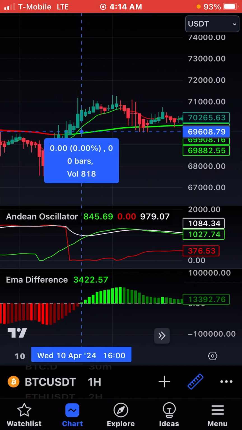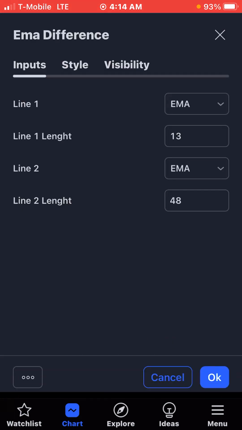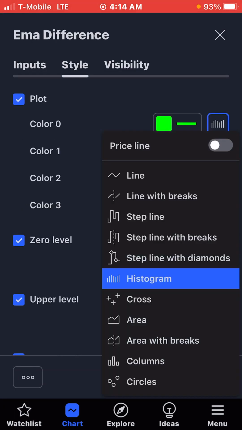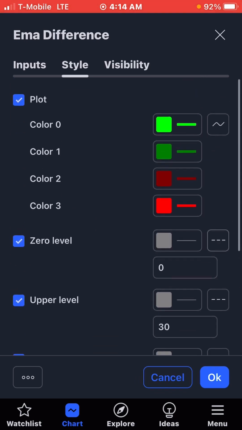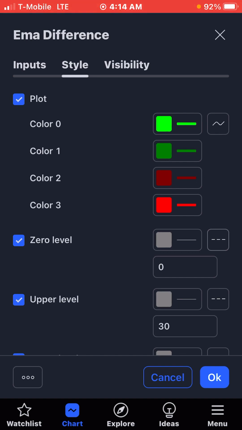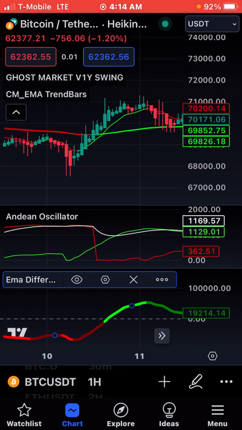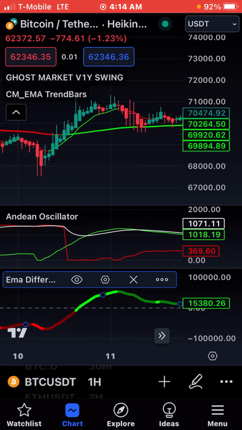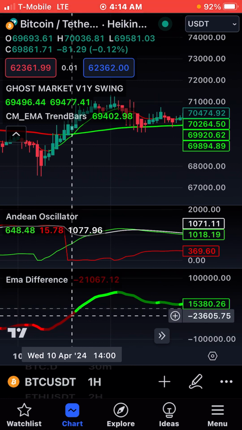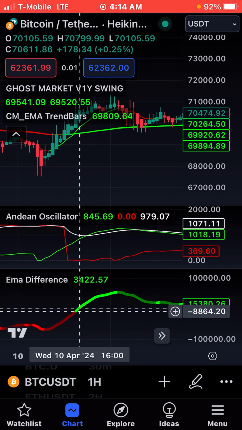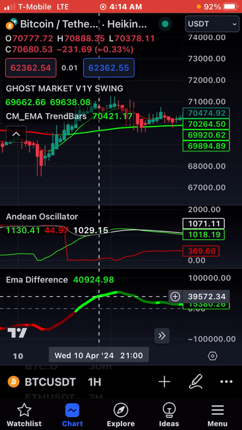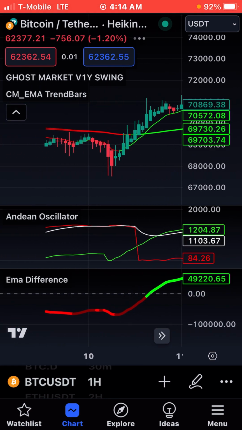If we plugged in the EMA difference, we could probably make this a line. Yeah, we can make it a line. You can even make this a line if you want to. It's up to you if you want to use columns or histograms. But basically, when this turns bright green, it's when the 1348 is crossing. So if it turns bright green, the 1348 is probably crossing.